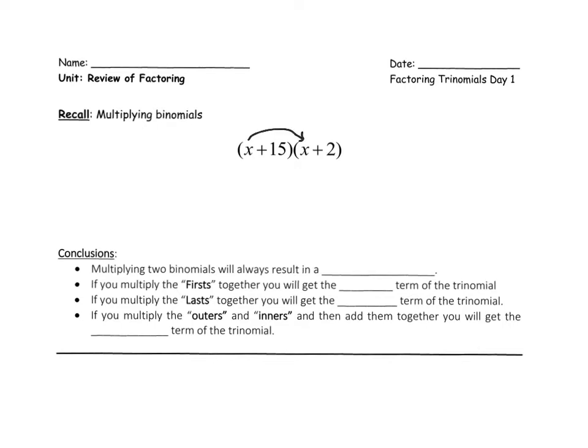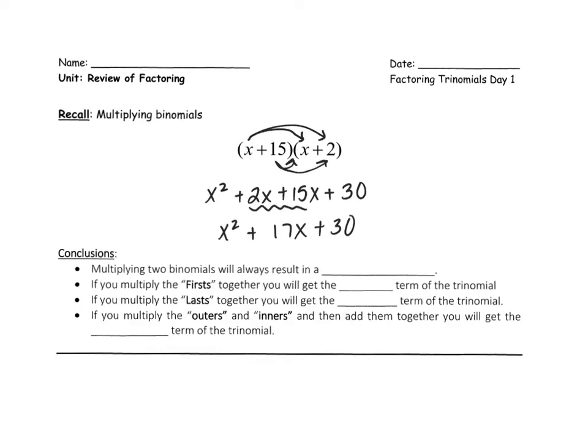So x times x gives you x squared, x times 2 gives me 2x, 15 times x gives me 15x, and 15 times 2 gives me 30. By combining my like terms, I get x squared plus 17x plus 30.